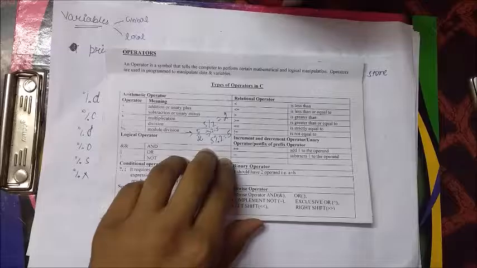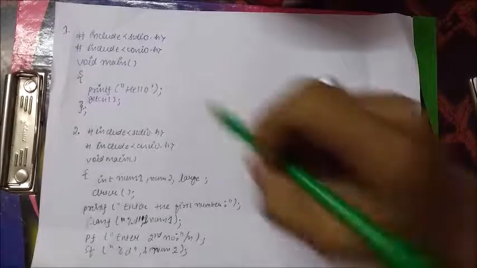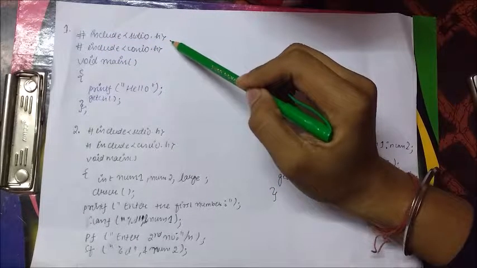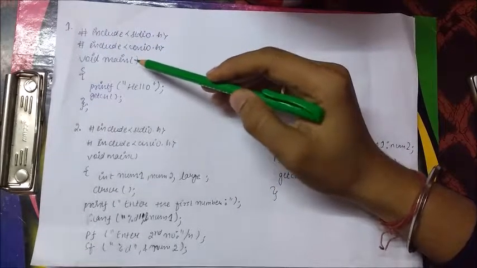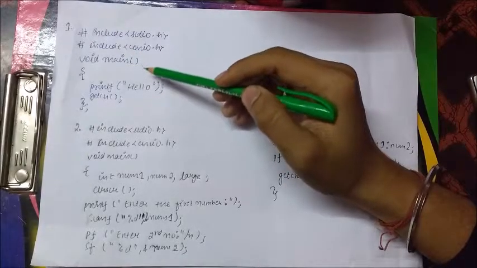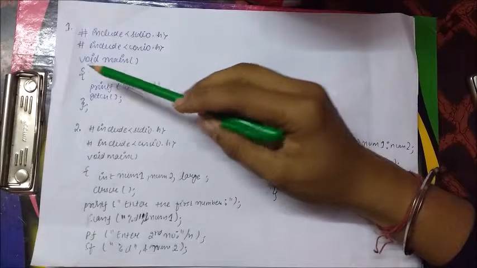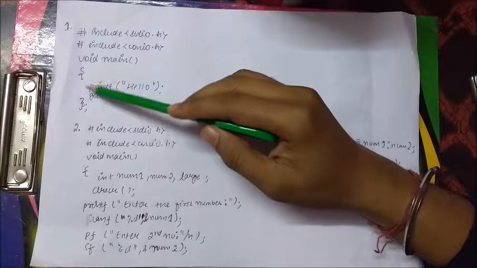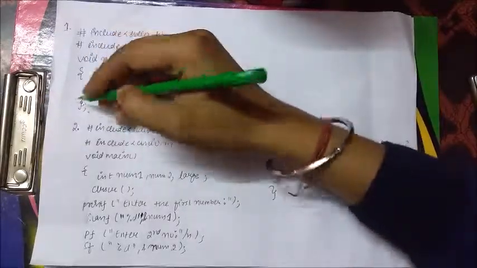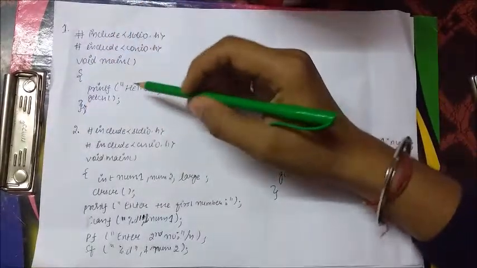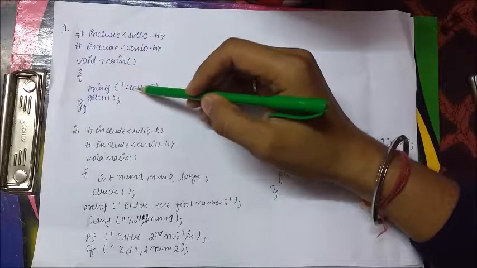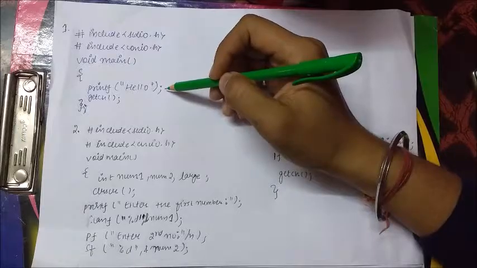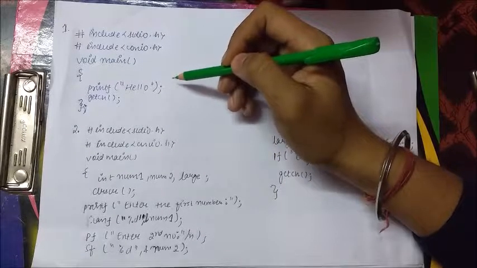Then moving further, starting with the programming, we have our first basic program. We will start with the header files #include stdio.h, #include conio.h, and void main. It is a function, and we will write the program within the function brackets. Then in printf, we write hello, and after every line we add a semicolon to terminate the line.